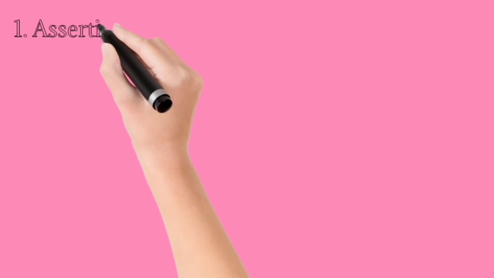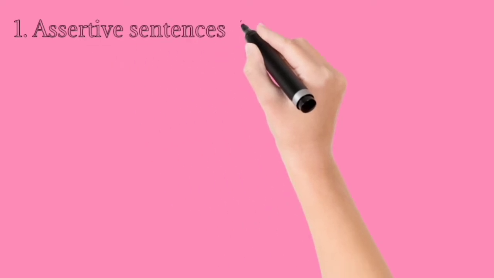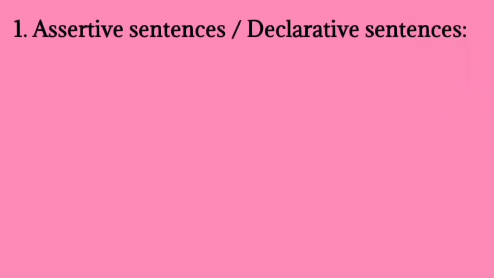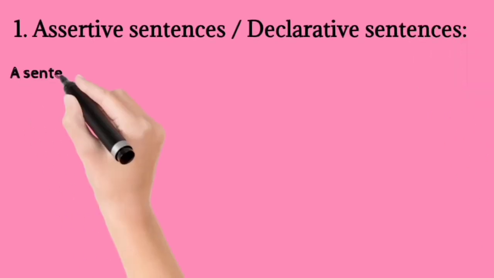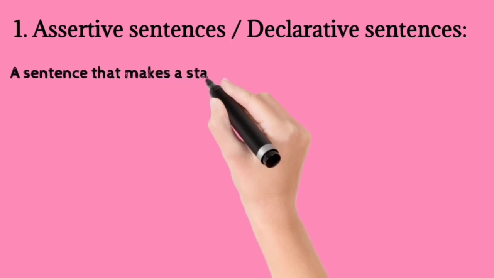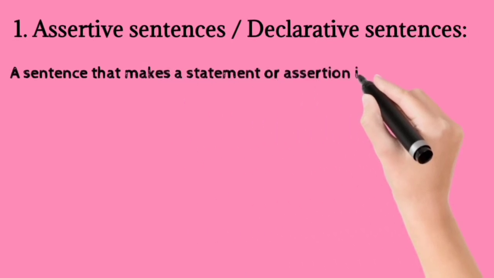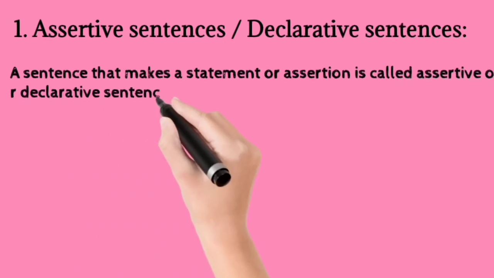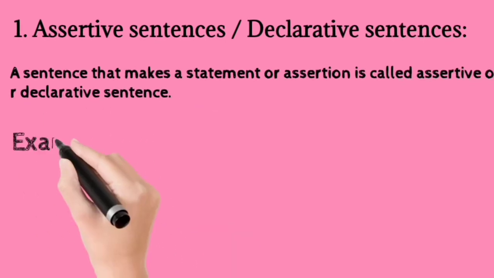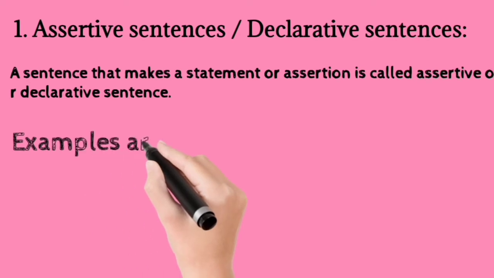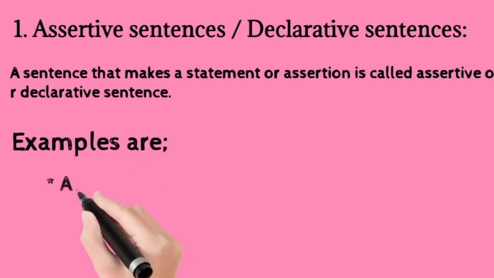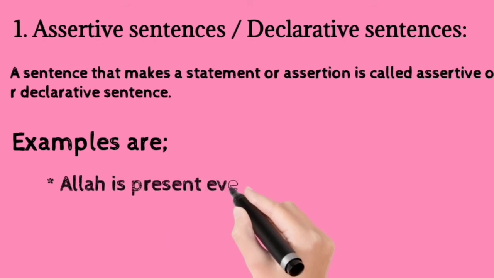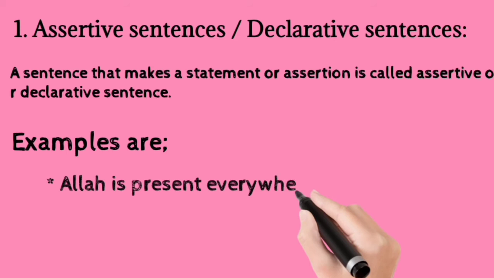Assertive or declarative sentences. Declarative sentences simply tell us that some event or action has taken place or not. Examples are, God is present everywhere, or Allah exists everywhere. 2 and 2 make 4.